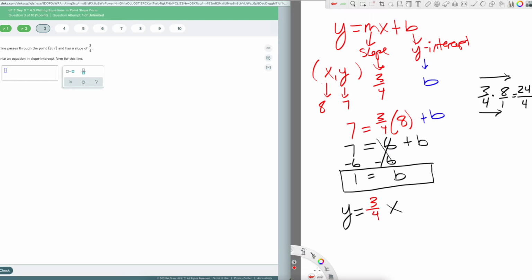The piece that I wanted to make sure I change is the b, because now I do know what my b is. My b is +1. If it was -1, I'd write -1. So you want to make sure you bring that sign over with it. All right, so we have an equation, and it's in slope-intercept form here. So they specifically asked us to make sure it was still in slope-intercept form.